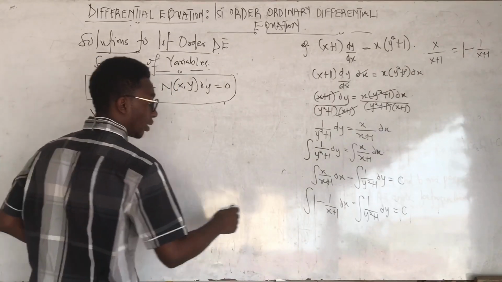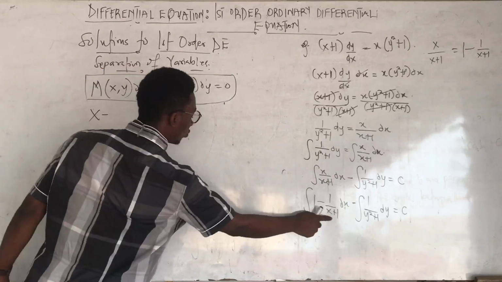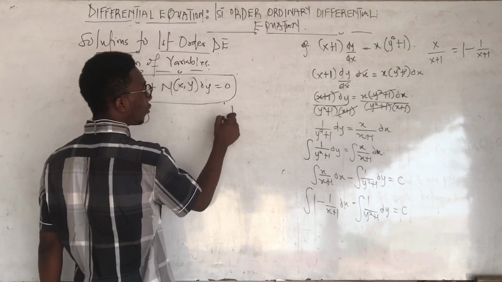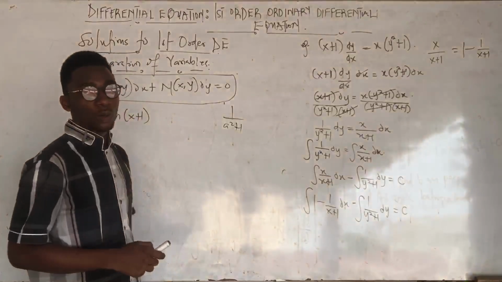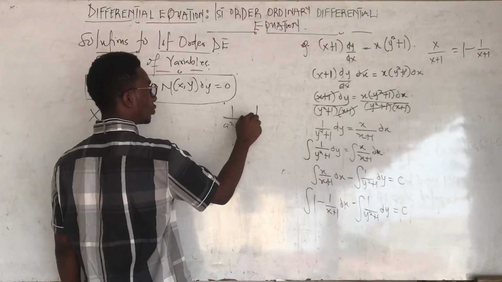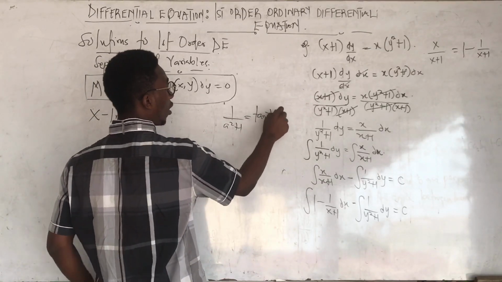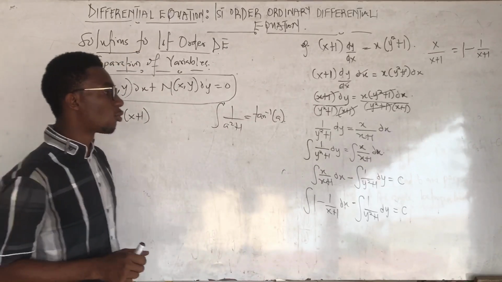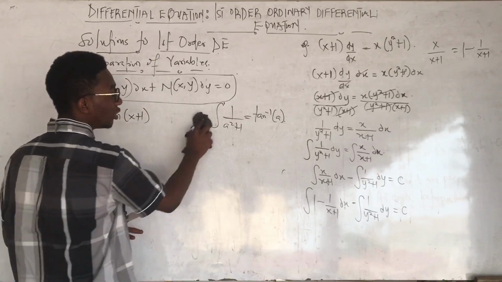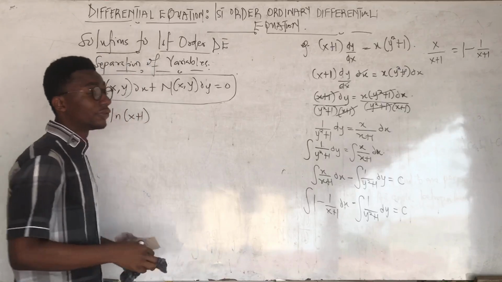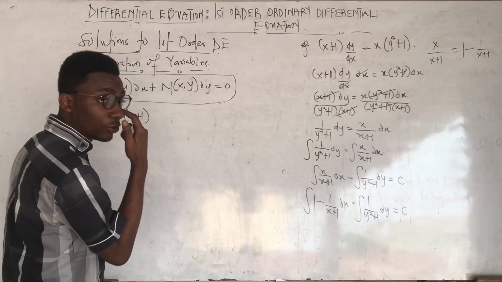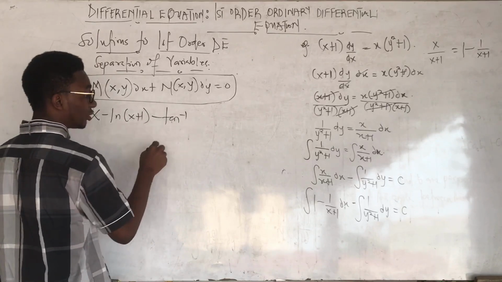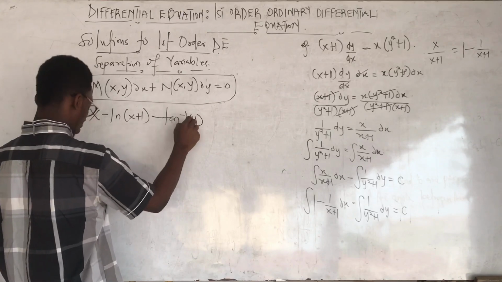Okay. So now, if you do this, the first one will give you minus ln of x plus 1. And anytime you have 1 over a squared plus 1, it is equal to the tan inverse of a. So anytime you are integrating 1 over a squared plus 1, it is equal to tan inverse of a. Your integration and your differentiation in high school, you should take very good care of it. So here you get minus tan inverse of y.